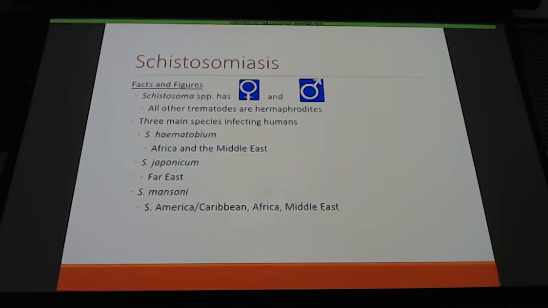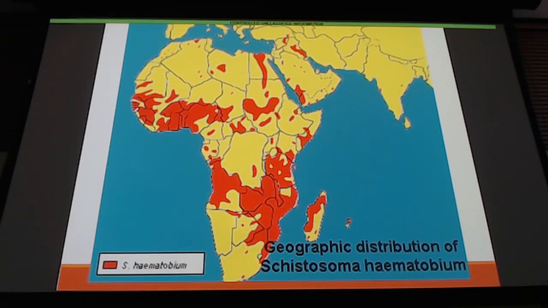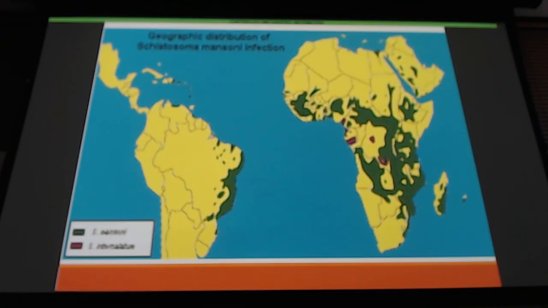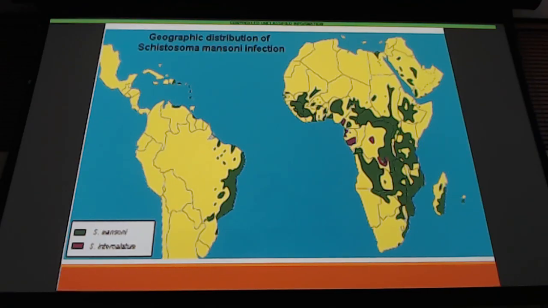There's 5 different schistosomal species, but only 3 of them are the ones that we're going to really talk about. Okay? Now look at the location. Haematobium is Africa, Middle East. Japonicum is in Far East, and Mansoni is in South America, Caribbean, Africa, and the Middle East. Okay. Here's your distribution for Haematobium. Here's your distribution for Mansoni.